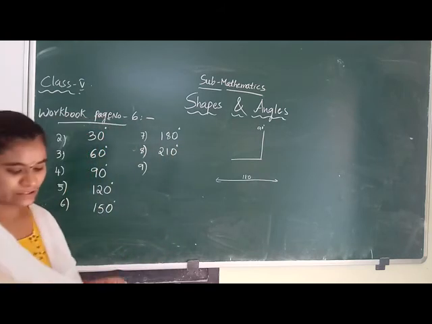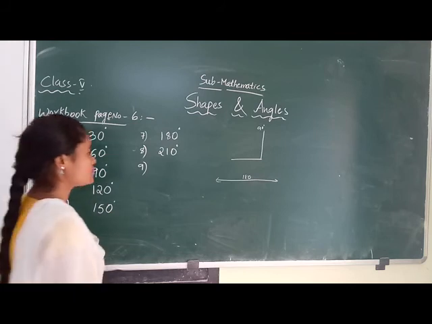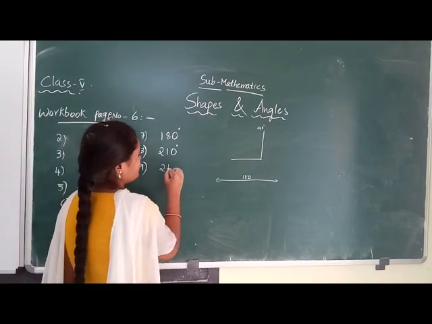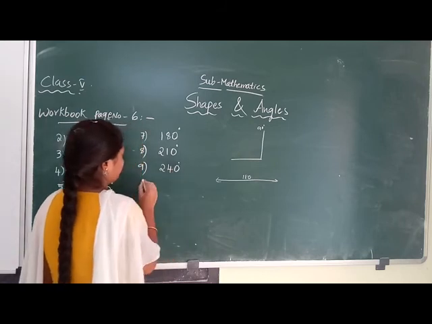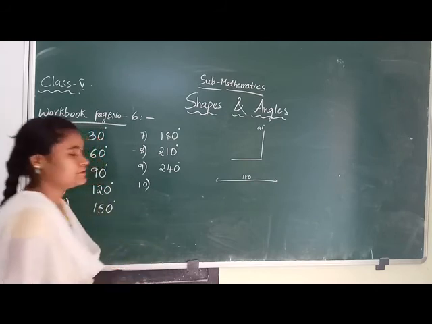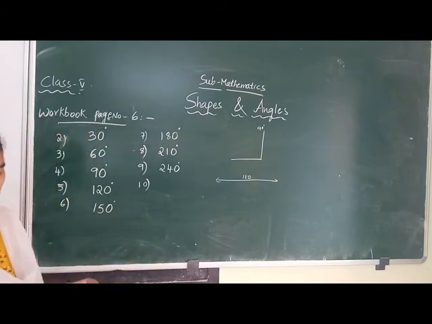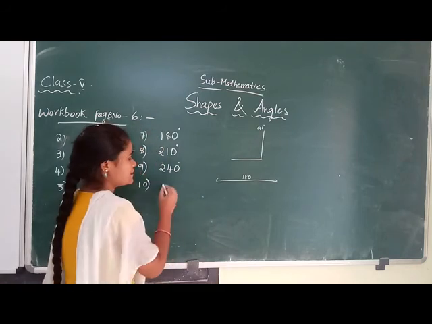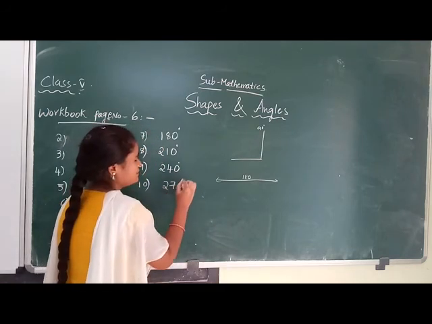Next, ninth one. 8 o'clock. 8 o'clock means 210 plus 30, 240. Next, 240 plus 30, 270 degree. 9.